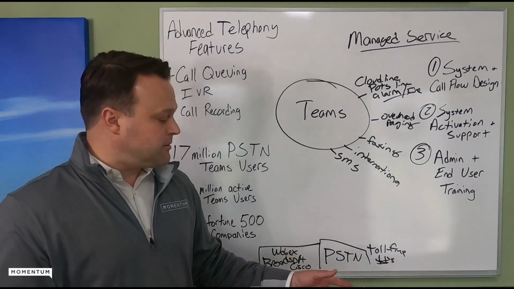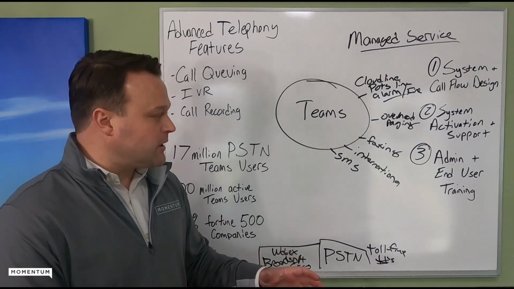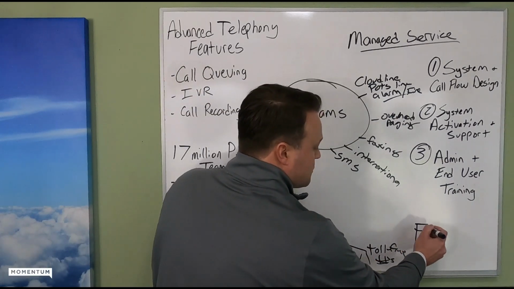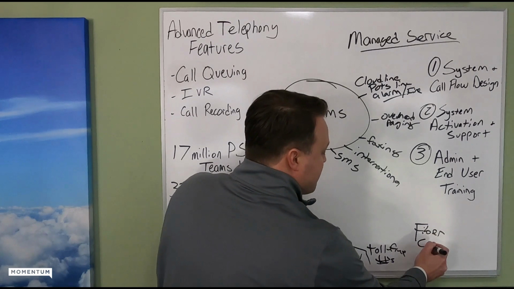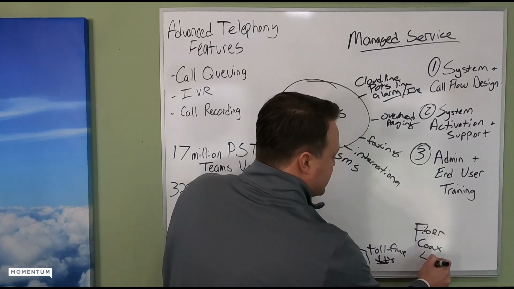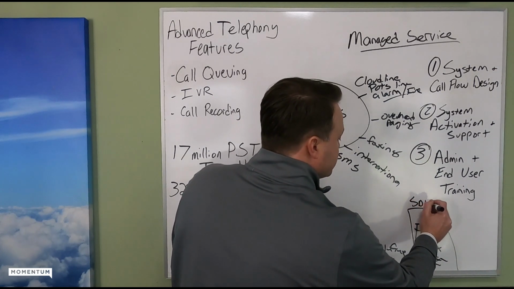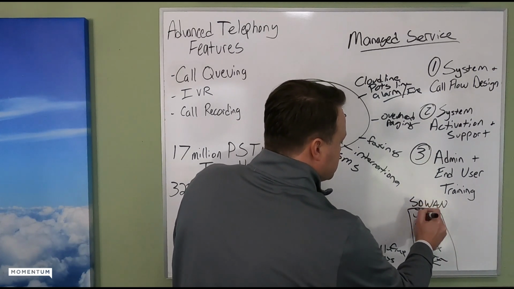Let's bring the telephone numbers to Momentum. Let's start there, and then we can build out from there. With our services, most of you are familiar, but we can provide fiber, coax, LTE. We can wrap that all together with our SD-WAN offering with Juniper.